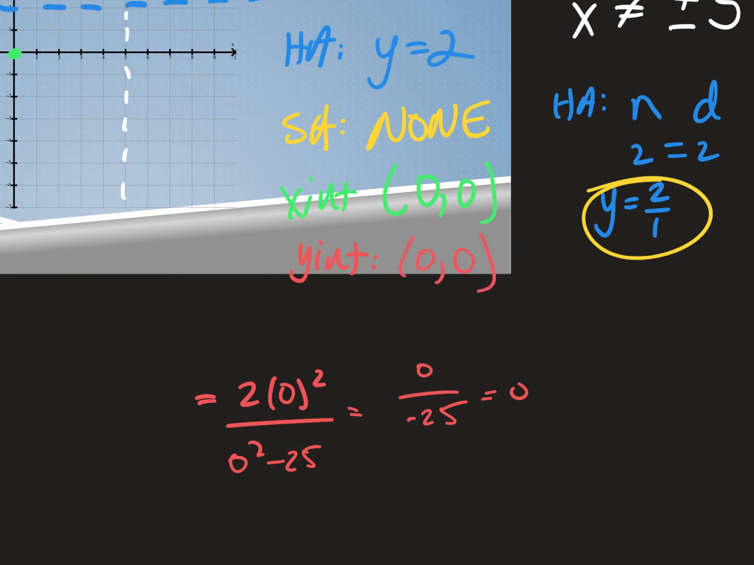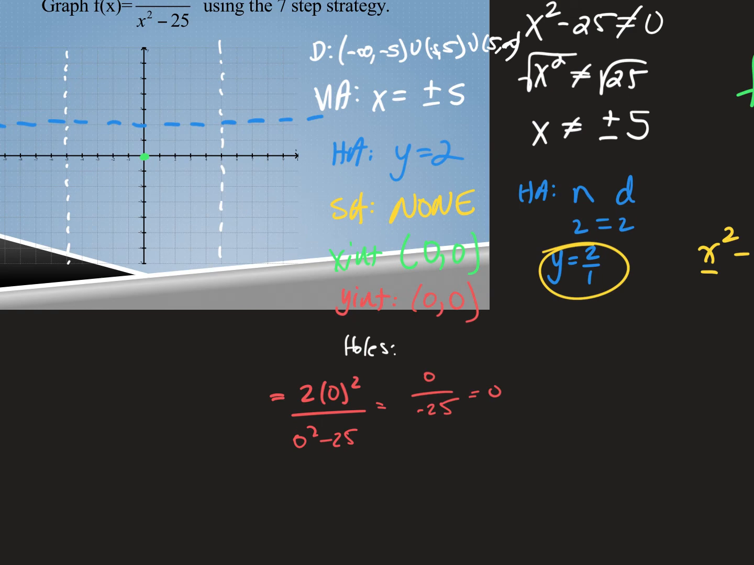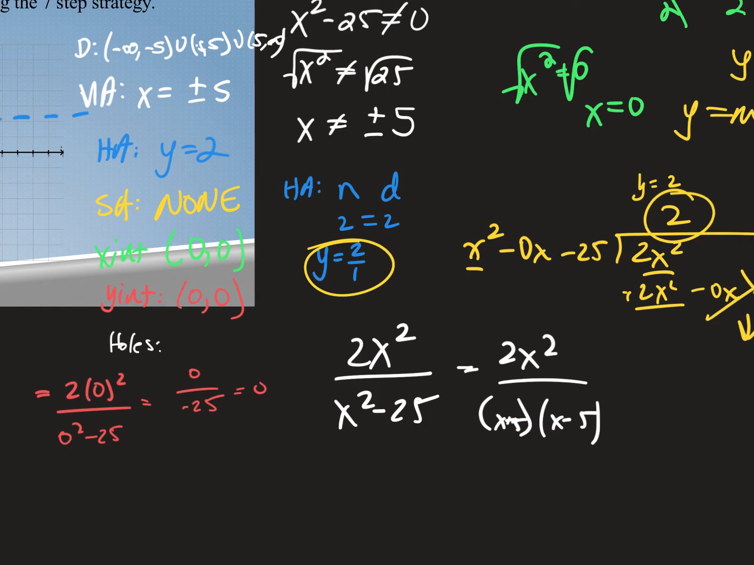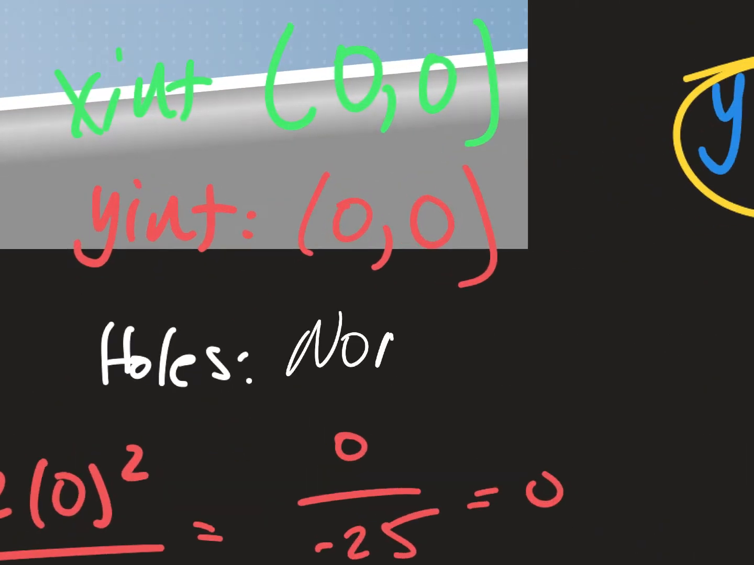And remind me again how to find the holes. How do you find holes? Factor the numerator and the denominator. And cross out anything they have in common. So if I fully factor this, I have 2x squared over x plus 5, x minus 5, right? Is anything exactly the same on the top and bottom that I can cross out? So my holes would be none.